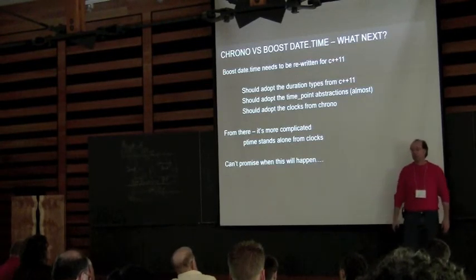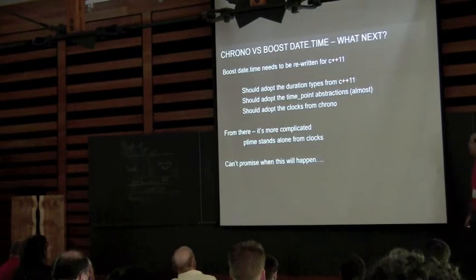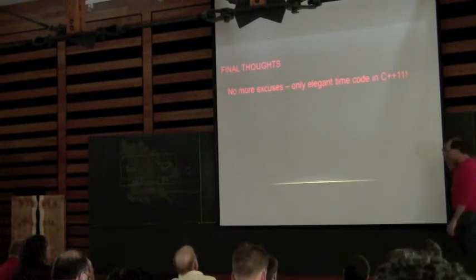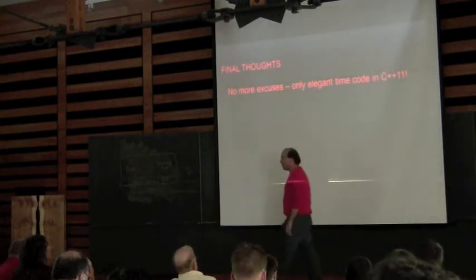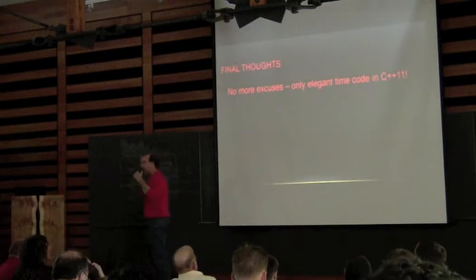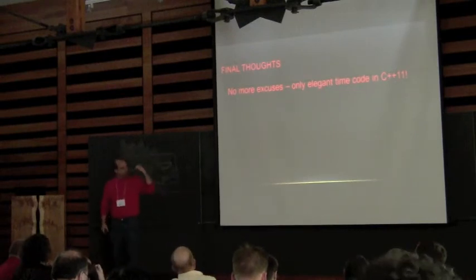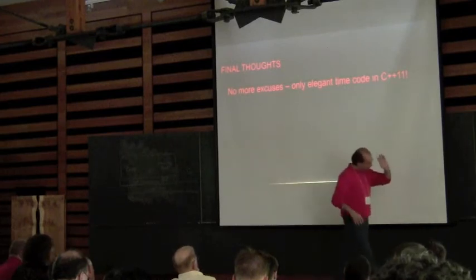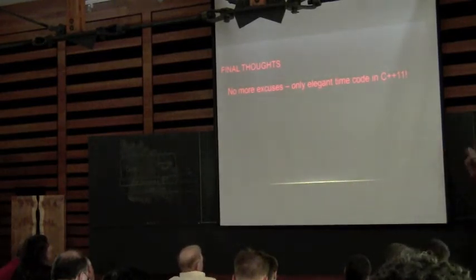More to follow, I'm sure. Okay, a few final thoughts. There's no more excuses, folks. When you're writing your timing code for threads, I want to be able to read it in 5 seconds. I don't want to have to read weird structure crap with weird math, okay? Show me some good code.